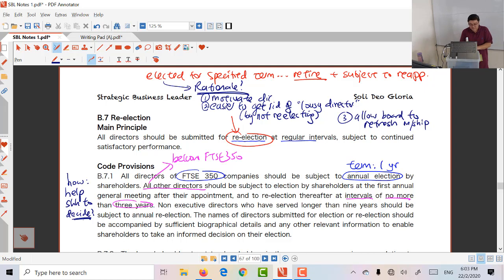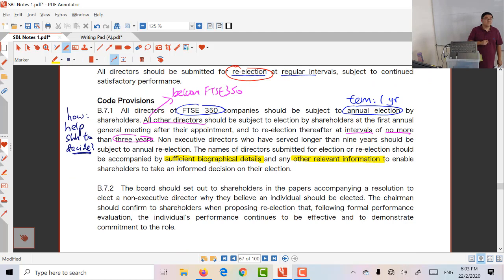Usually this is what we have to do. They say that you must provide sufficient biographical detail and other relevant information. That's why we usually give them the profile. We'll tell you, this director had this experience, has this qualification and so on, so that at least the shareholder can read and see whether that guy is a good candidate or not. They also say that if it's about reappointing a non-executive director, you have to write why this person should be elected. That means the board must justify to shareholders why this person should be appointed, your reason.